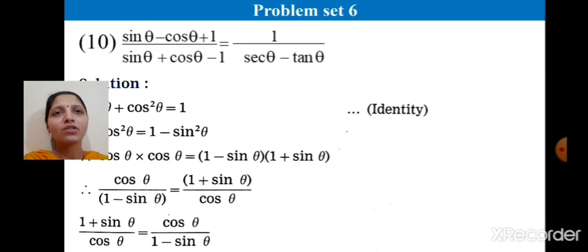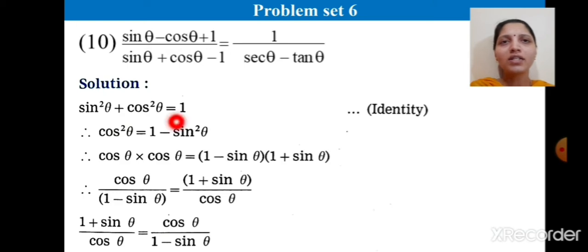Okay, so here let's start with the solution. Sin square theta plus cos square theta is equal to 1. This identity we know, this is a fundamental trigonometrical identity. Therefore cos square theta is equal to 1 minus sin square theta. Therefore cos theta into cos theta, so cos square theta you can write in the form of cos theta into cos theta is equal to, now 1 minus sin square theta, it is a square minus b square form. So you can write here (1 minus sin theta) in one bracket and (1 plus sin theta) in the other bracket.